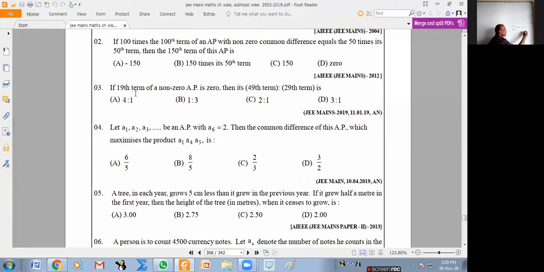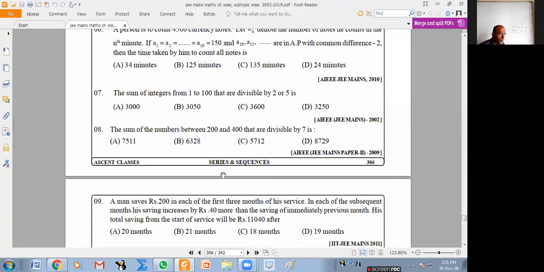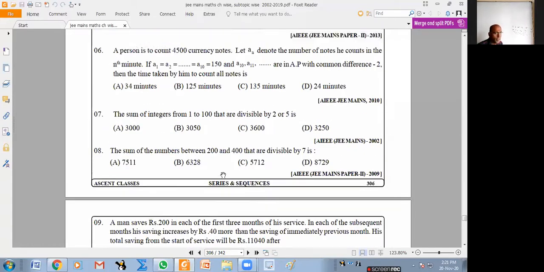So if somebody wants the 29th term, from here to here the gap is 10, so it will be 10d. If somebody wants the 49th term, from here to here the gap is 30, so that will be 30d. So 30d is to 10d will be 3 is to 1. You understand, right, what I'm saying? Yes, sir. Okay. Up to 8, anybody has any other doubts?